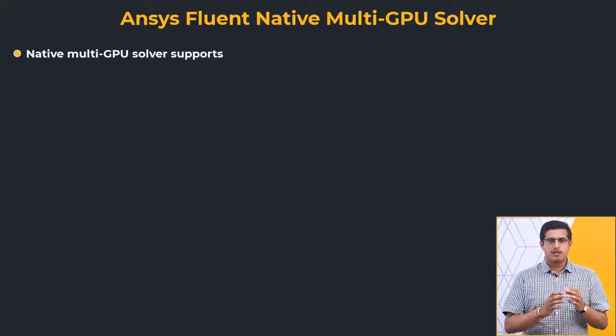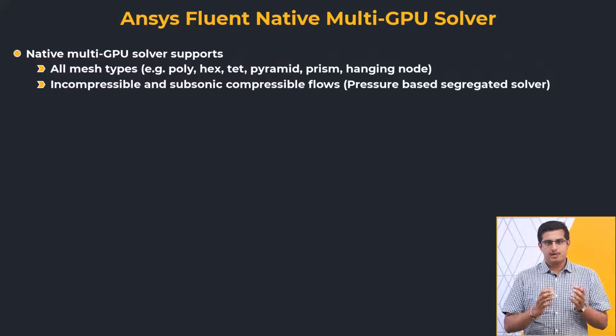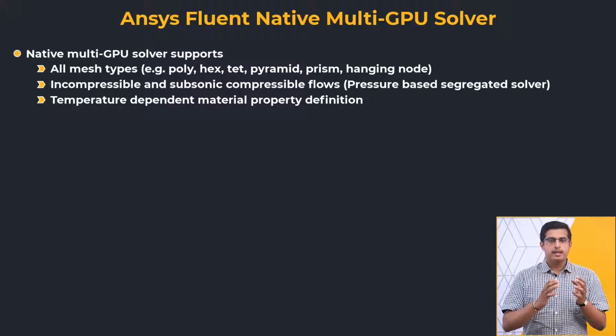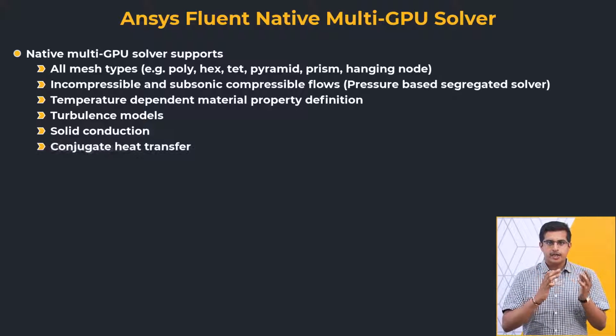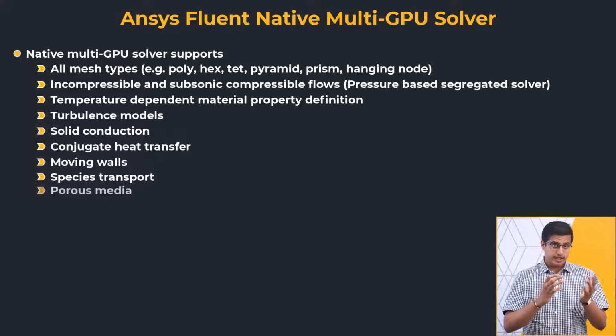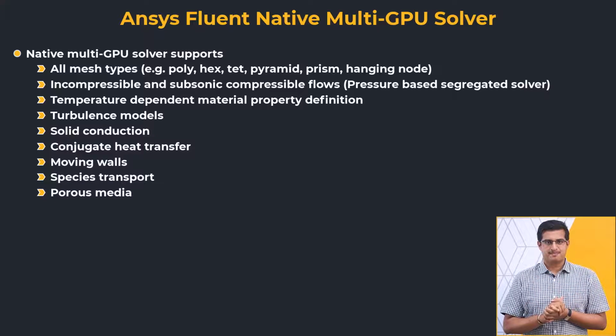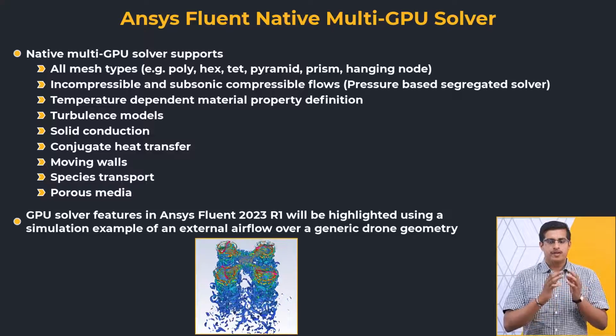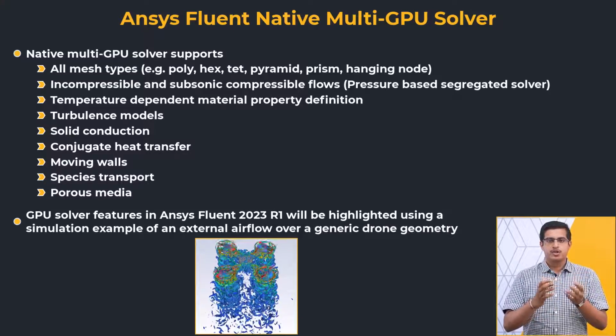The multi-GPU solver supports all mesh types and is available for all incompressible and subsonic compressible flows. It also supports temperature-dependent material property definition as well as turbulence models, solid conduction, conjugate heat transfer, moving walls, species transport, and porous media. In this video lesson, we will highlight some of the solver features supported by multi-GPU in the 2023 R1 version of Ansys Fluent through a simulation example of external airflow over a generic drone geometry.